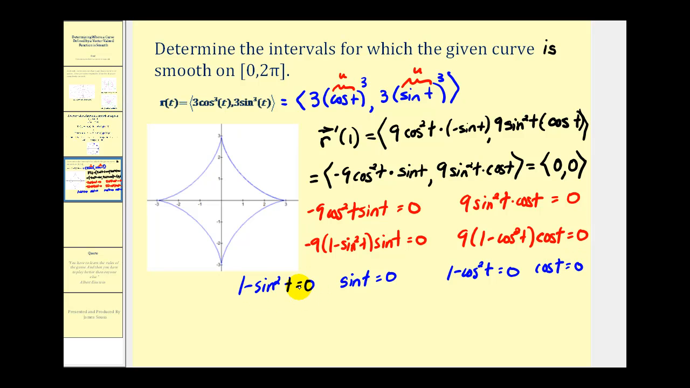Let's go ahead and move the sine squared to the other side. We want to know when 1 equals sine squared t. So if we square root both sides, we want to know when plus or minus 1 is equal to sine t. So on the interval from 0 to 2 pi, sine t would be equal to 1 at t equals pi over 2, and sine t would be equal to negative 1 at 3 pi over 2. And then for sine equal to 0, that's going to occur at 0, pi, and 2 pi.